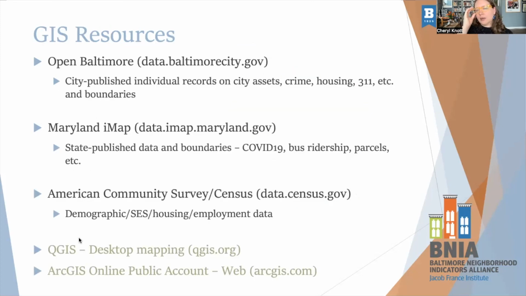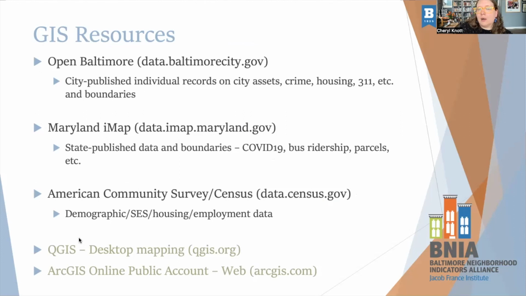So I'm going to close out with sharing out a few GIS resources. So the first two listed here, we've got Open Baltimore, and then we've got Maryland IMAP. These are respectively the city and state's open data portals. So data.baltimorecity.gov and then data.imap.maryland.gov. These are places where you can find individual record data sets.